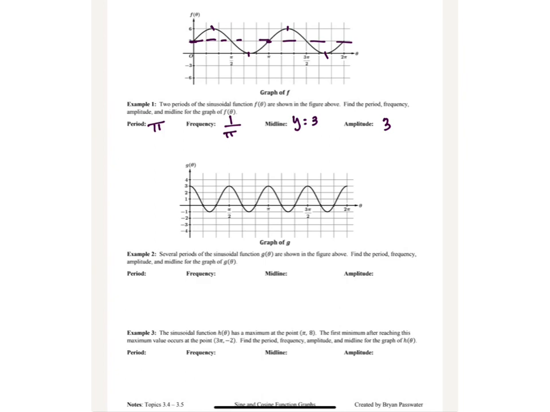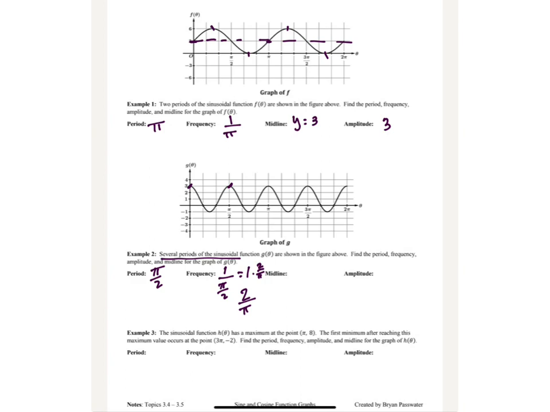Okay. Moving on. On the next one, several periods of this function are shown. If I'm going to measure from crest to crest, how long is my period? Pi over 2. Which means that my frequency is 1 over pi over 2. When I divide by a fraction, that's the same as multiplying by the reciprocal: 1 times 2 over pi. In other words, 2 cycles for every pi radians.